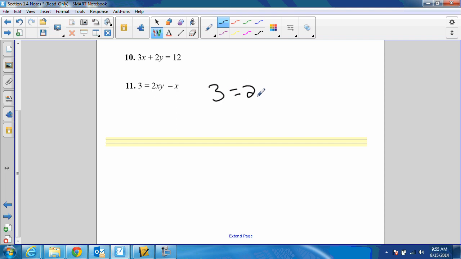So 3 equals 2xy minus x. Again, we have to do what we did on the last problem. Since they both have an x, we have to factor it out. So we'd have 3 equals, if we factor out an x, x times the quantity 2y minus 1. Because you took an x out of 2xy, you're left with 2y. You took an x away from the x, and you only have 1 left, because x divided by x is 1.